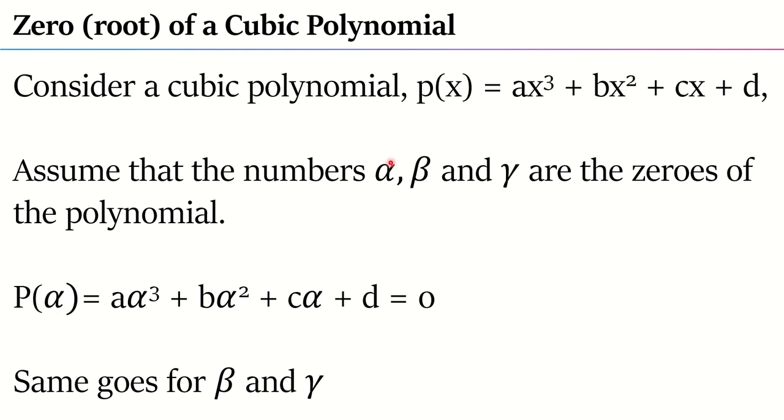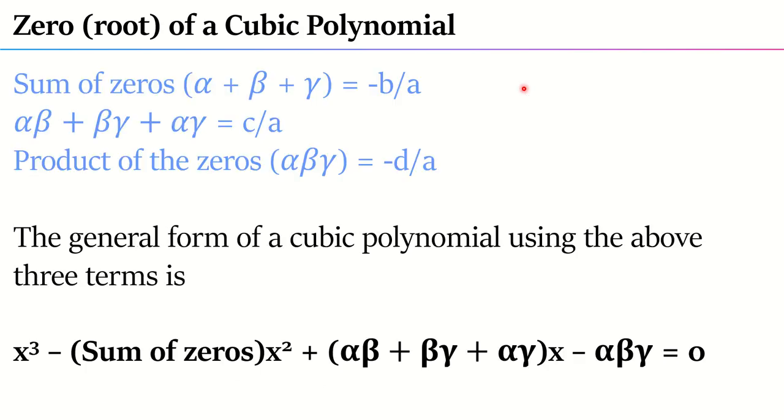When I substitute this alpha in the polynomial ax cube plus bx square plus cx plus d, it becomes a alpha cube plus b alpha square plus c alpha plus d. When I substitute, this value becomes 0. The same goes for beta and gamma. So these are the three zeros which can make the value of the polynomial 0.